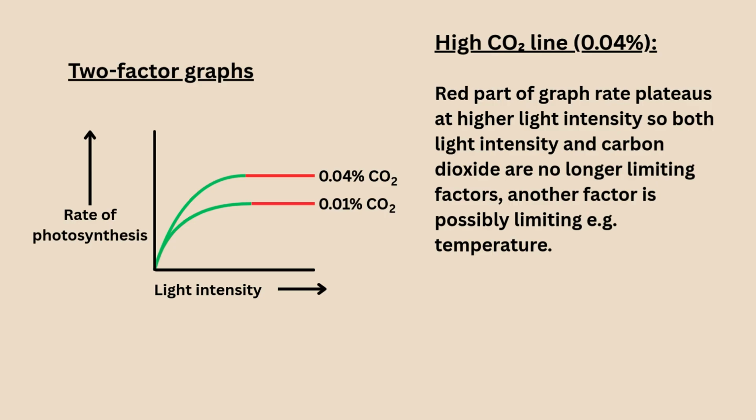At the high carbon dioxide concentration, the 0.04%, the red part of the graph rate will plateau at a higher light intensity, so both light intensity and carbon dioxide concentration are no longer limiting factors. Another factor that's possibly limiting at this point might be temperature.